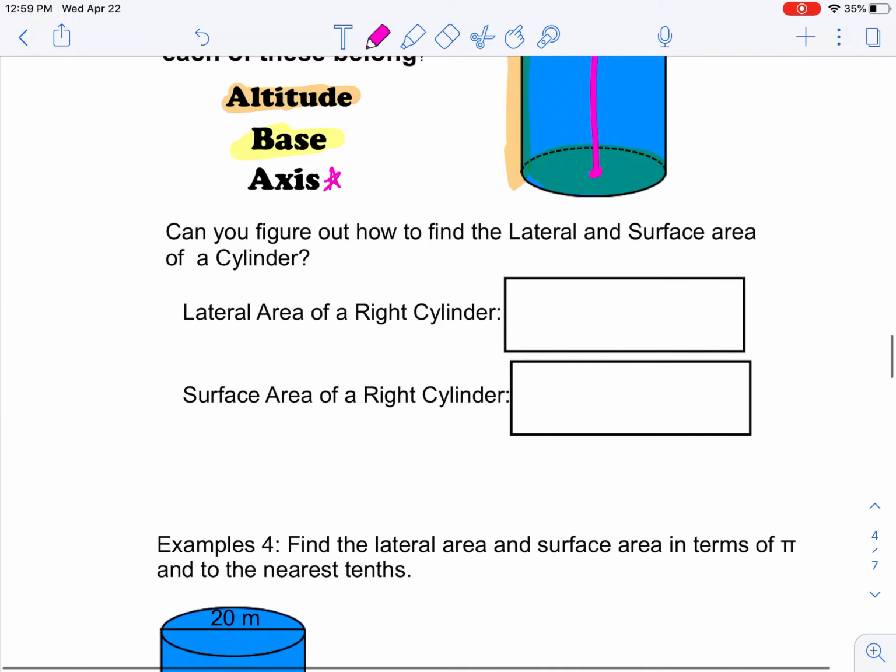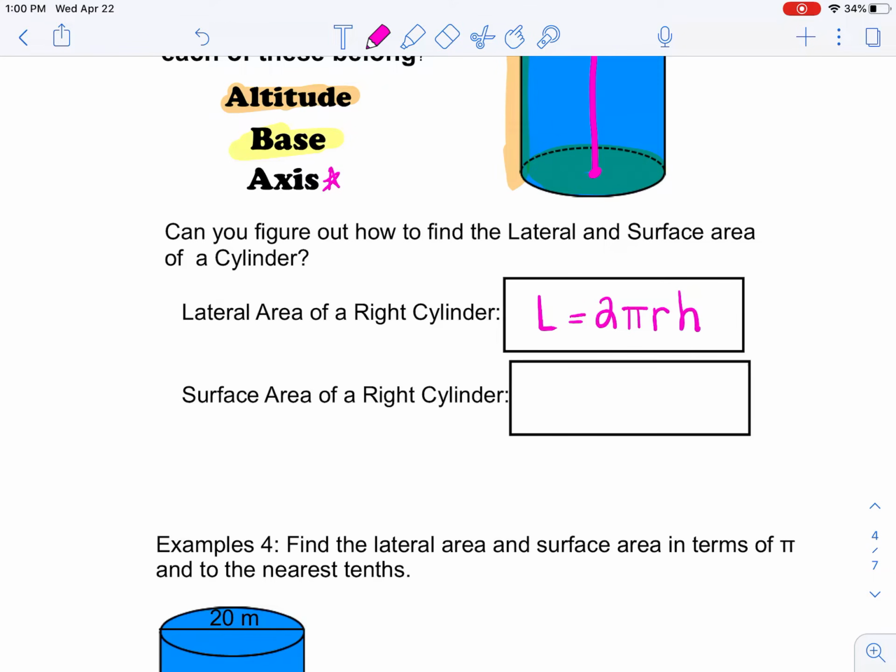Okay. Once again, I would totally, completely explain this with an object. I have cylinders in my classroom, where this formula comes from, but without you seeing that, it's hard to explain. So I'm just going to give you the formula. Lateral area is equal to 2 times pi times r. That should look familiar. And then times the height, right?